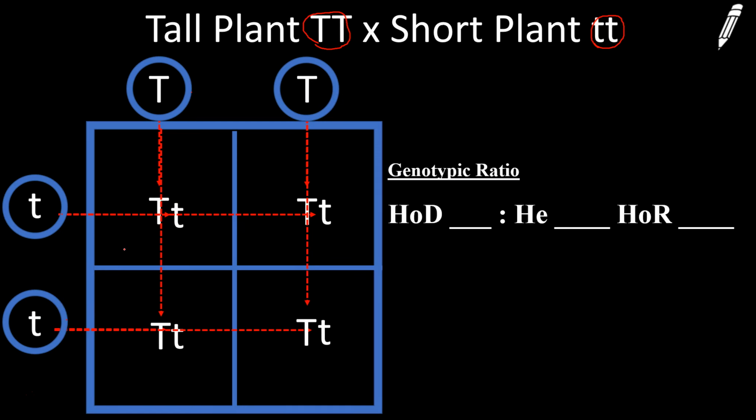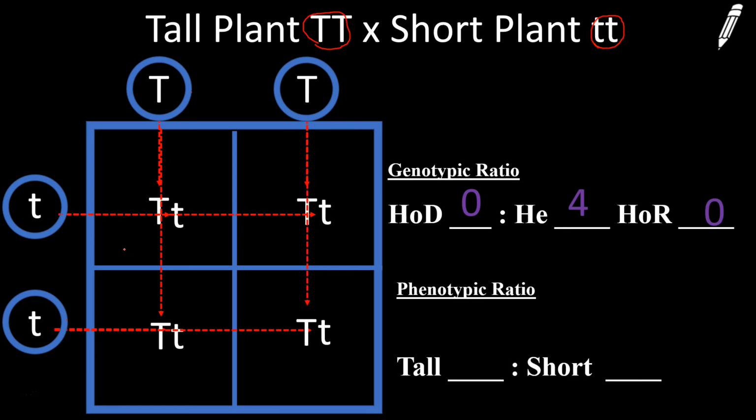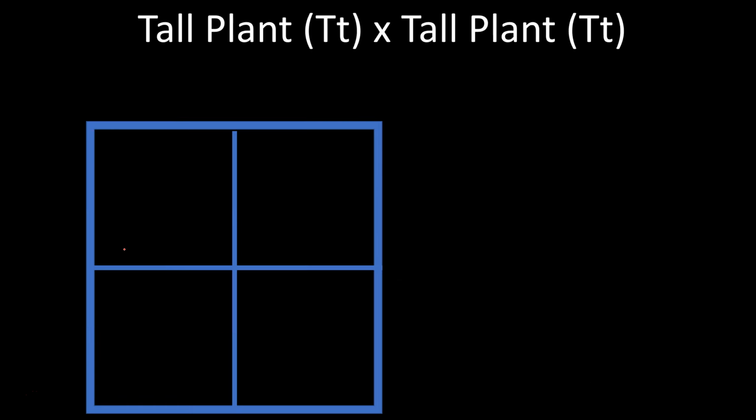If we find the genotypic ratio, how many are homozygous dominant, heterozygous, and homozygous recessive? We have 0 that are homozygous dominant, we have 4 that are heterozygous, and we have 0 that are homozygous recessive. Let's take a look at the phenotypic ratio. How many are going to be tall? 4. How many are going to be short? 0. Okay? Let's go ahead and do another one.